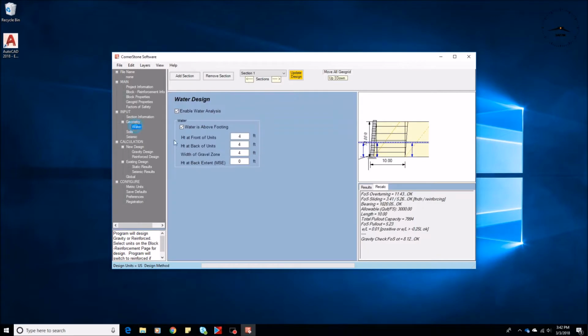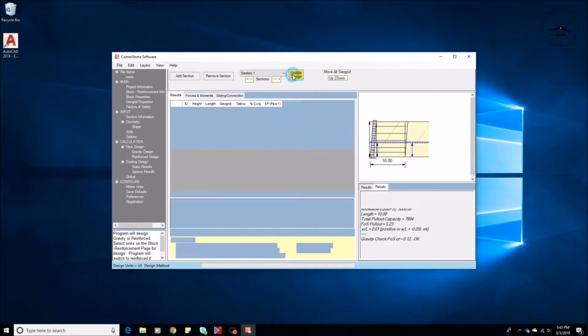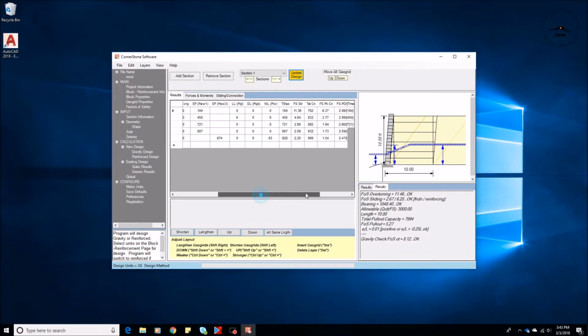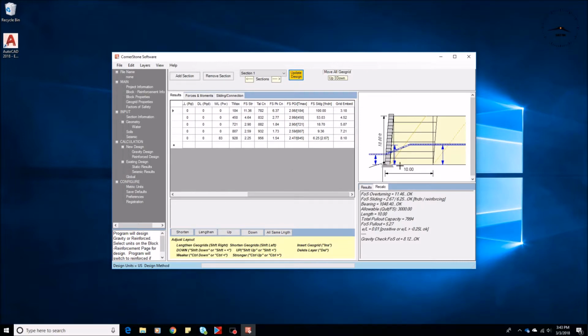If we do a differential water pressure at 2 foot in front of the blocks, 4 foot behind, then we have a rapid drawdown condition coming through here. And we can see a little difference in water pressure there, a little difference in our tensions, our calculations. Where we see it most is in bearing capacity. You can see the bearing capacity here is 1,048 pounds per square foot. The water will cut your bearing capacity by 50%.